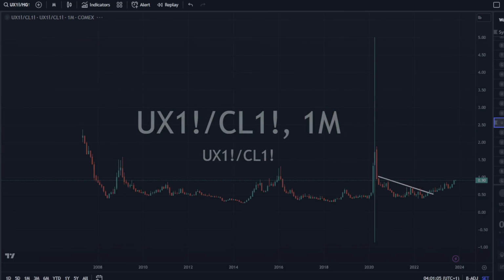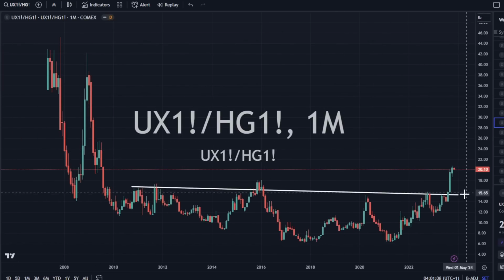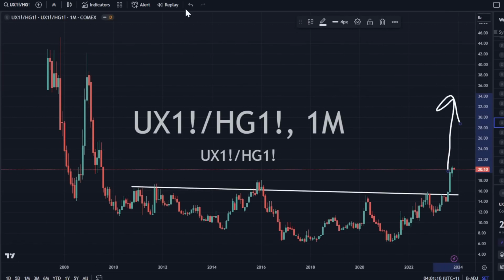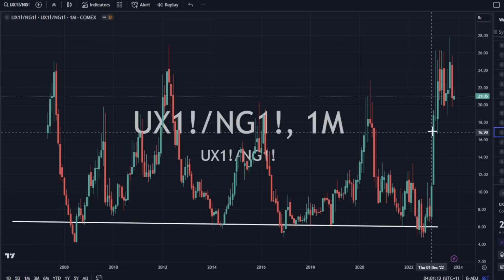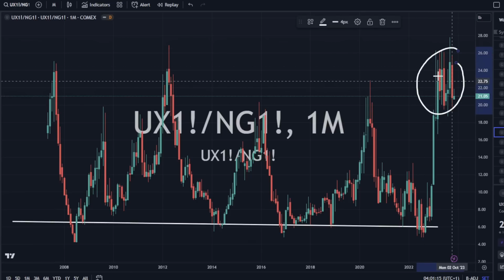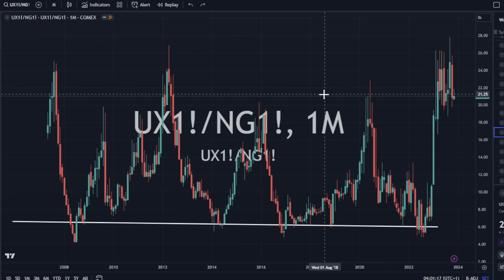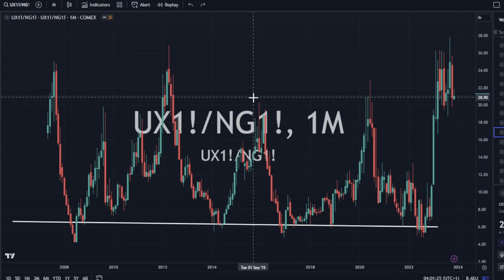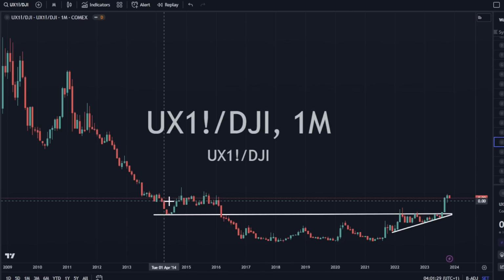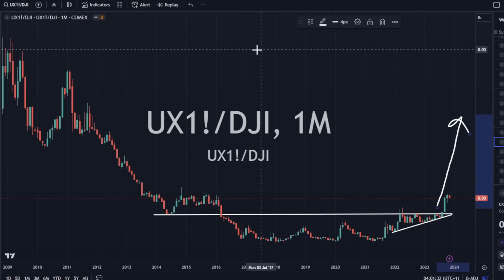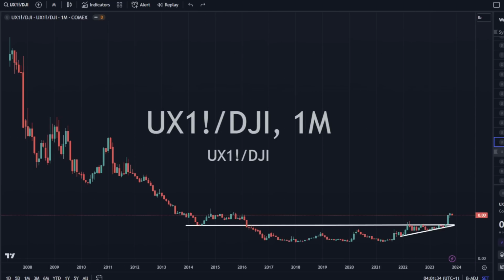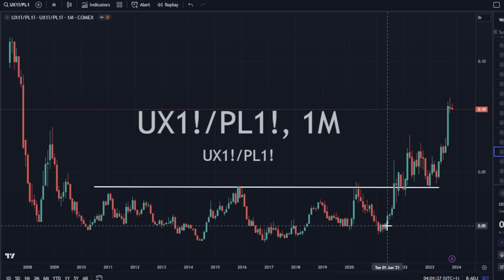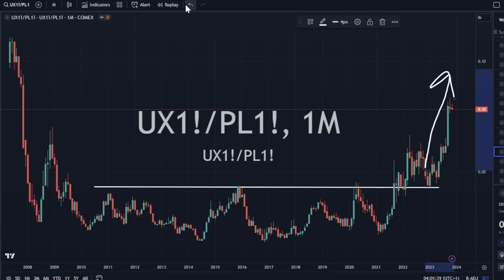Looks good. Uranium versus copper. Uranium's been outperforming copper, and it looks like that could continue. Uranium versus nat gas. Now, nat gas has been holding its own here, and I'm not sure if uranium's going to outperform nat gas. I think it will, but nat gas could be another one that could compress depending on the weather around the world. Uranium versus Dow Jones. You can see an outperformance of uranium as it's starting to break to the upside. Uranium versus platinum. Uranium looks like it's going to outperform platinum.